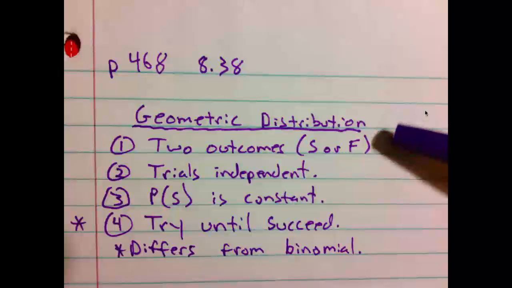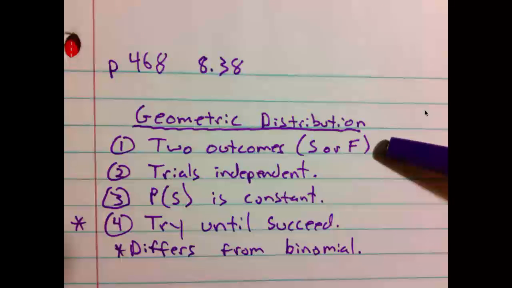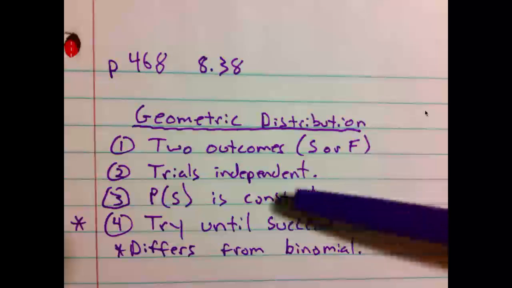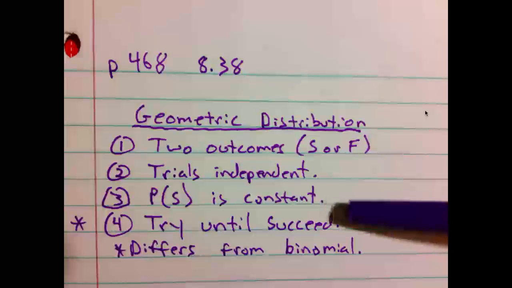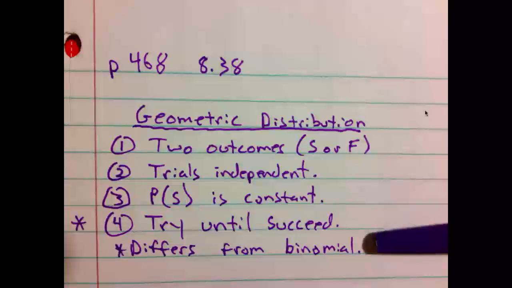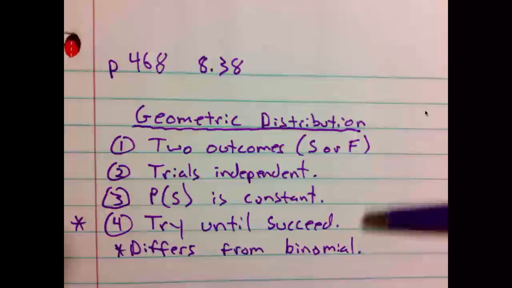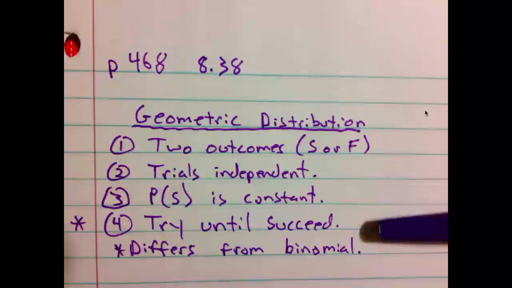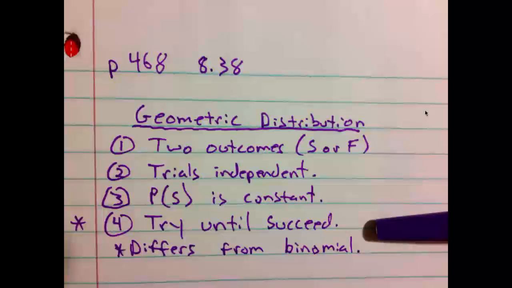It has four characteristics. 1, two outcomes, success or failure. 2, the trials are independent. 3, the probability of success is constant. And 4, we're going to try until we succeed. This fourth characteristic is where the geometric differs from the binomial. The first three are the same as the binomial. Fourth, try until succeed, whereas in the binomial, the number of trials is fixed. All right.